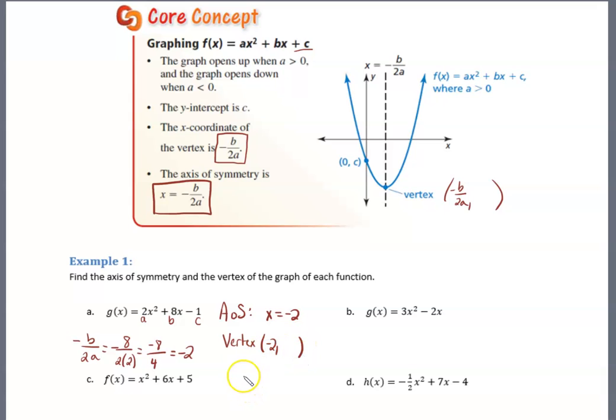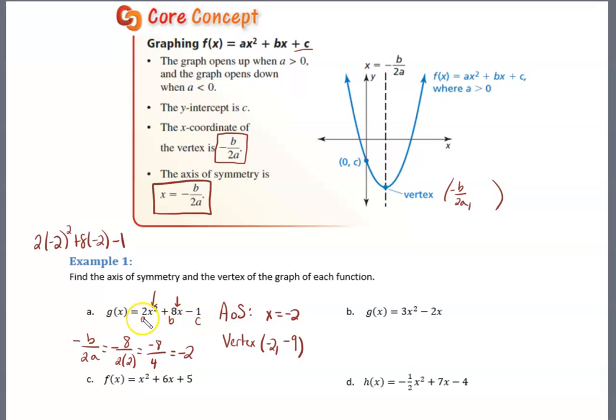Now to find our y value, we're going to take a calculator and plug in negative 2 for each x. When we do that, make sure to put it in parentheses, or the answer will not come out correct because of the order of operations. So if we plug in 2 times negative 2 squared plus 8 times negative 2 minus 1, I get the y value to be negative 9.